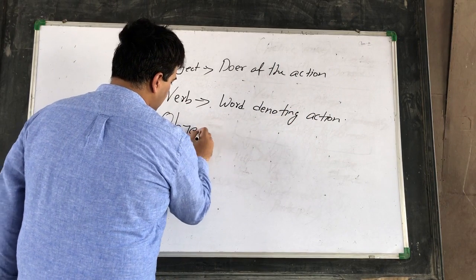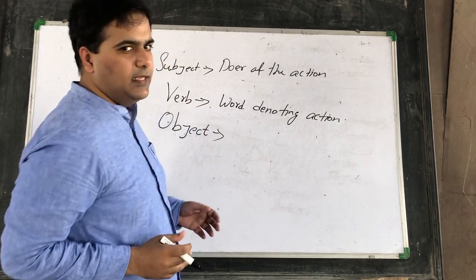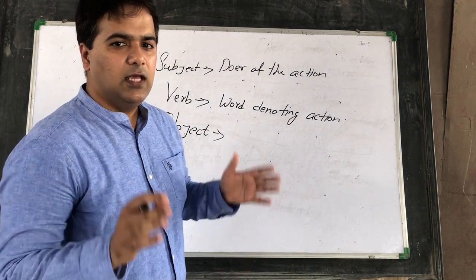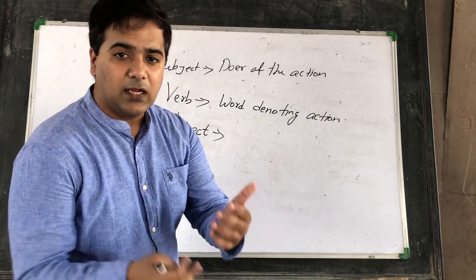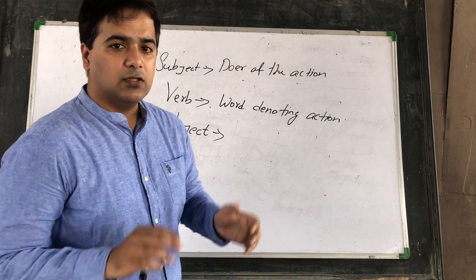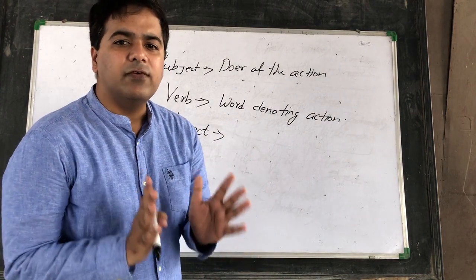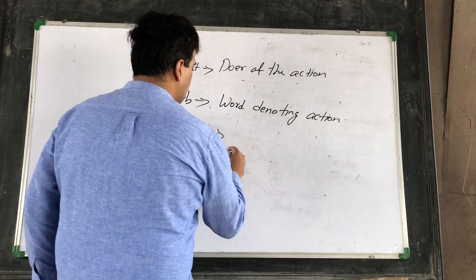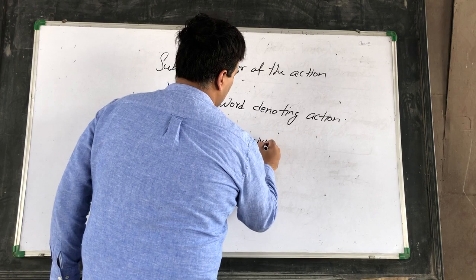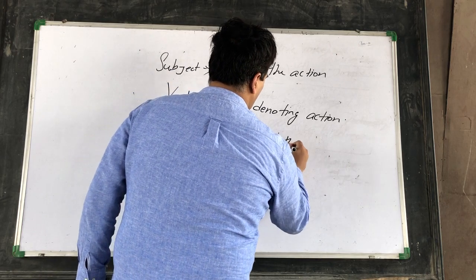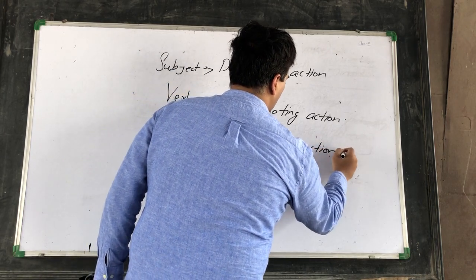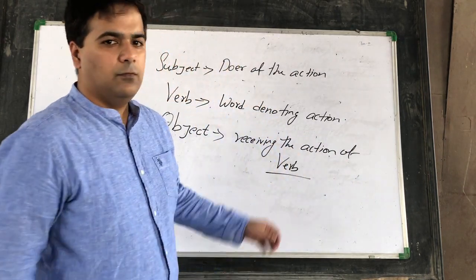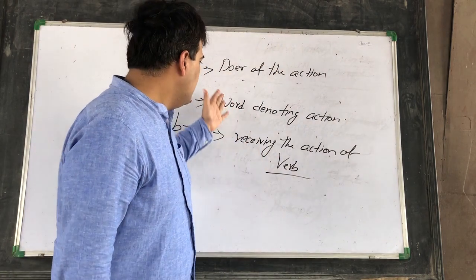Now comes object. What is object in the sentence? Now, object in the sentence is the one which receives the action of the verb. Fine. So, the part of the sentence which is affected by the action of the verb is called object. So, it is receiving the action of verb. Fine. So, subject, verb and object.